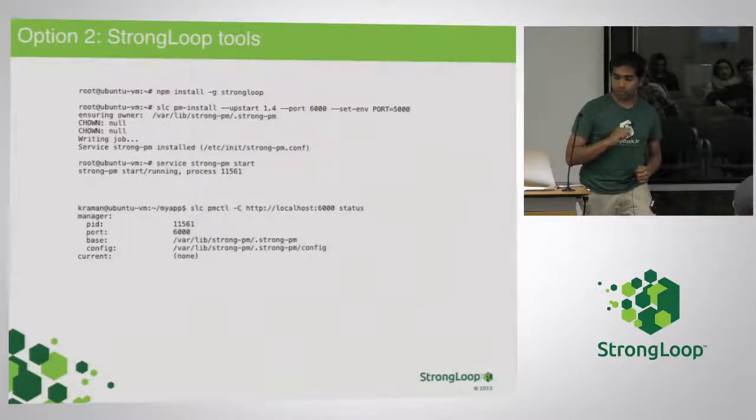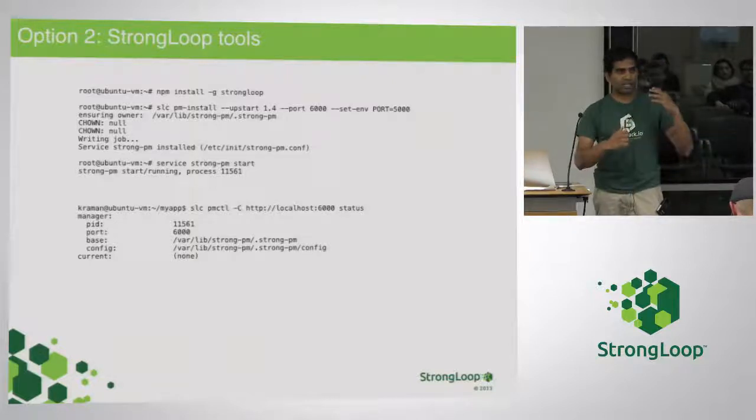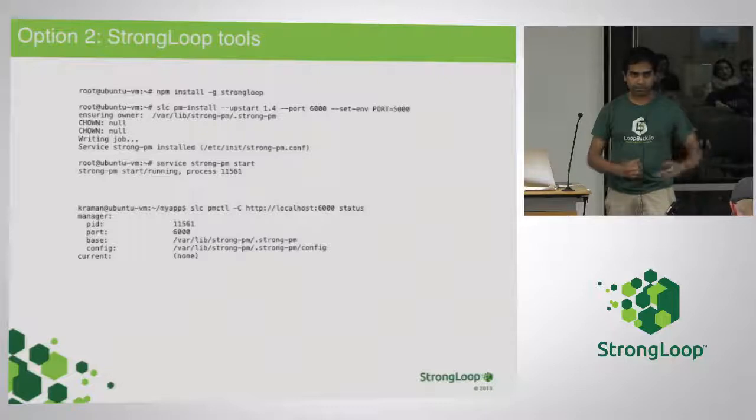the first thing you would do here is go to your remote machine and do pm install. And this is for a production environment. So pm install will create either a systemd script or an upstart script for you. You don't have to write it by hand. So that way, even if the machine reboots, PM comes up.